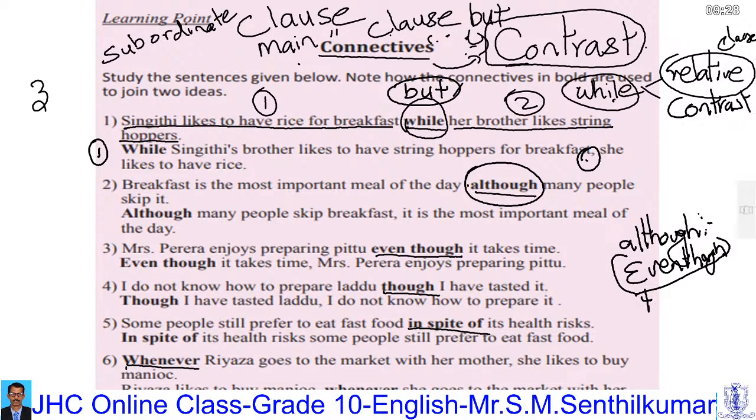Though colloquial, specially spoken. Though same meaning, spokenல தான் கூட பாவிக்கப்படும். Colloquial language, day to day life, right? Here these two can be used at the middle of the sentence or beginning of the sentence. These two, although and even though, can be used in the middle of the sentences or at the beginning of the sentences. Though is used in the spoken language, mostly in colloquial language. But it can be used anywhere, at the beginning, middle, even at the end of the sentence also.